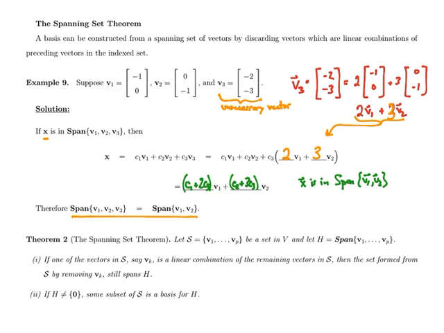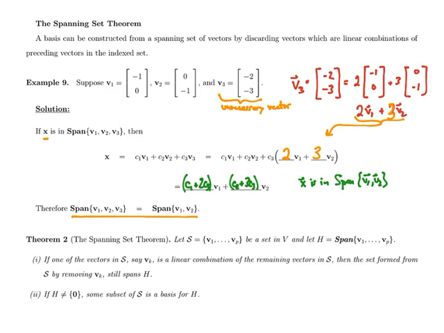So putting that formally, the spanning set theorem says let S be a set of vectors in a vector space V, and H be the span of those vectors. If one of the vectors is a linear combination of the other vectors in S, then the set formed by removing vk from S still spans H. We can get rid of the problem vector, and we still have a spanning set.